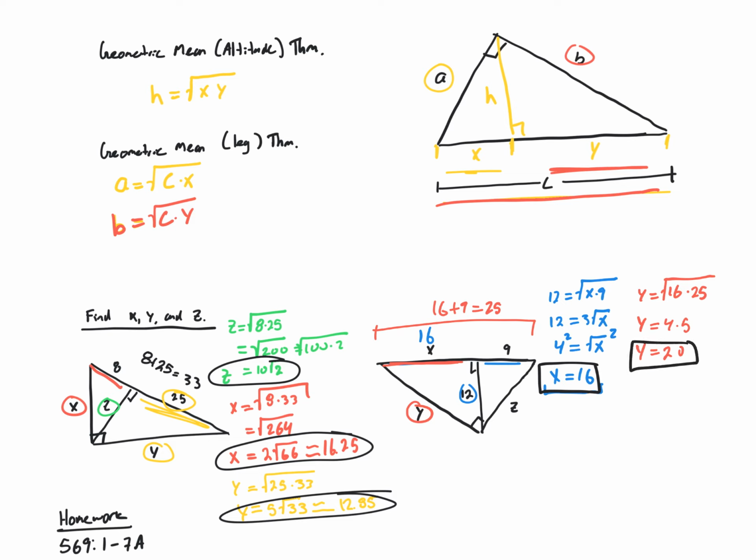That's my next answer. And then I need to find z. So it's going to be this length right here, which is going to be 9 times the whole length, which we already found out is 25. Again, those are perfect squares. Square root of 9 is 3. Square root of 25 is 5. So that means z is equal to 15.